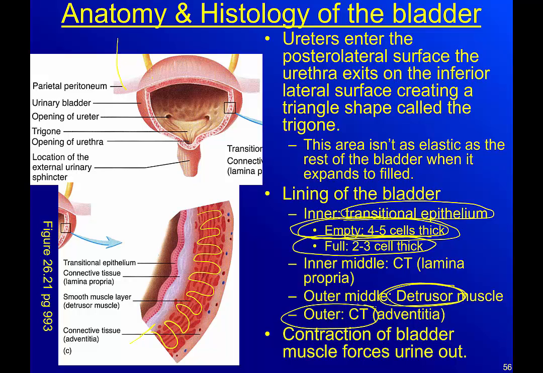The outer layer of this is, again, the adventitia, okay? So the adventitia is a connective tissue that holds things in place. So this is actually helping to suspend your bladder in the right place. When you contract the detrusor muscle in your bladder, this actually forces the urine to come out. You know that you can kind of bear down pretty hard and your urine comes out faster than if you just sit there.